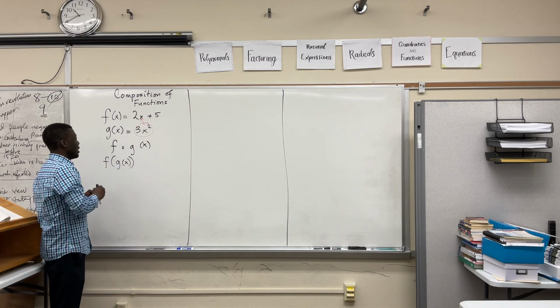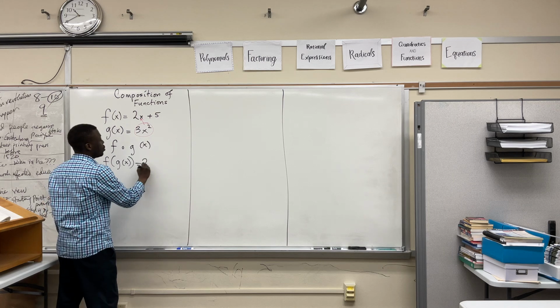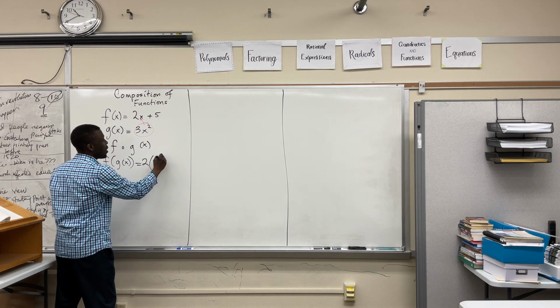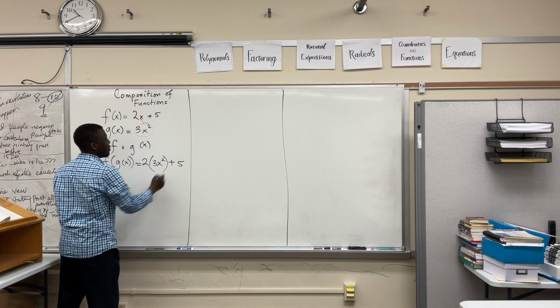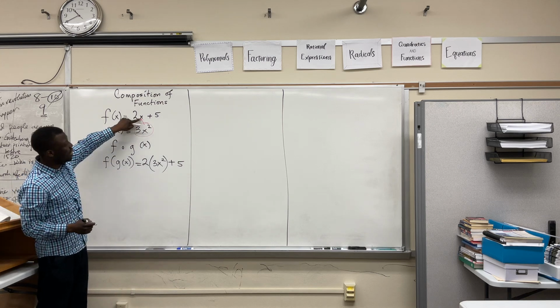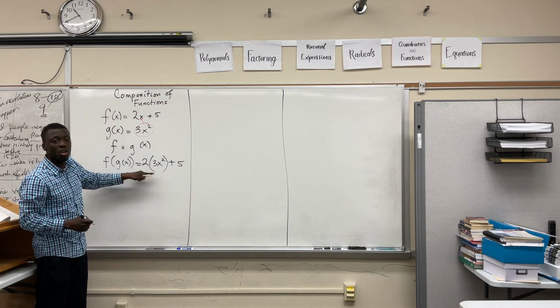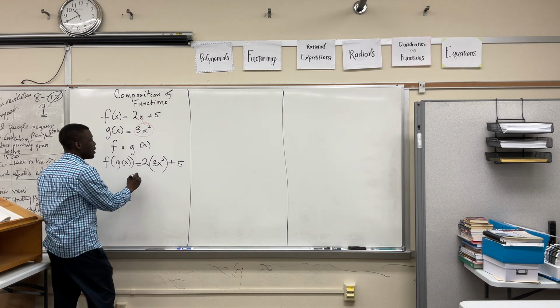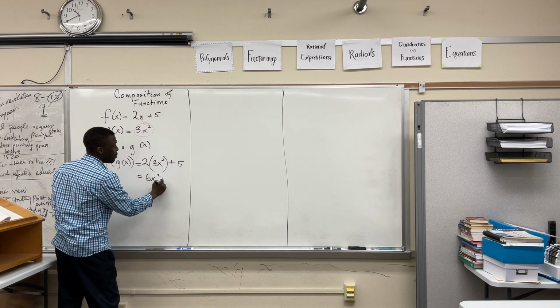of x? So that will become 2 into 3x squared plus 5. So basically, wherever I see x in f of x, I substitute g of x. So then this becomes 6x squared plus 5.